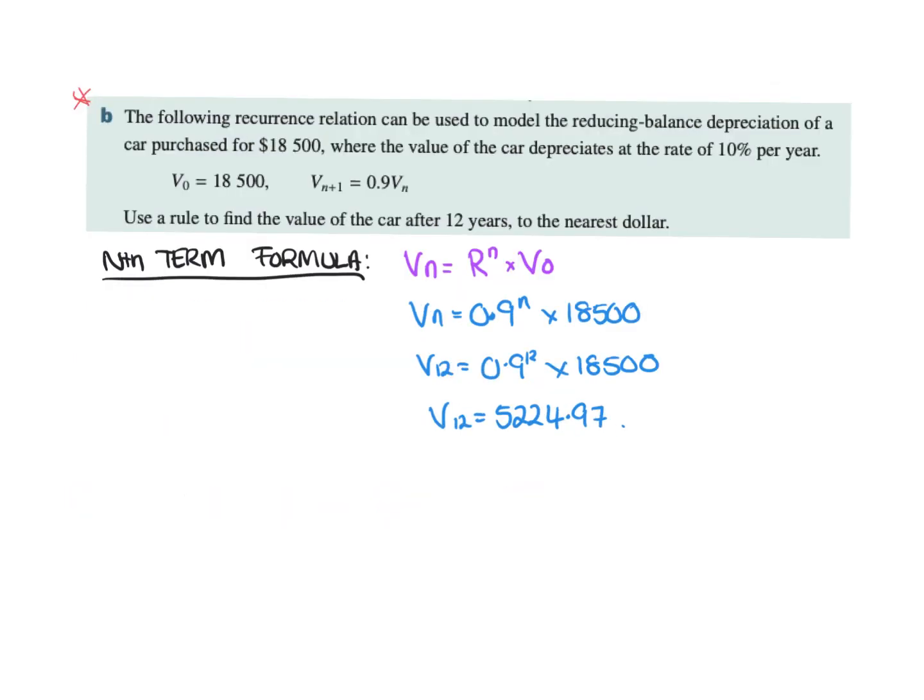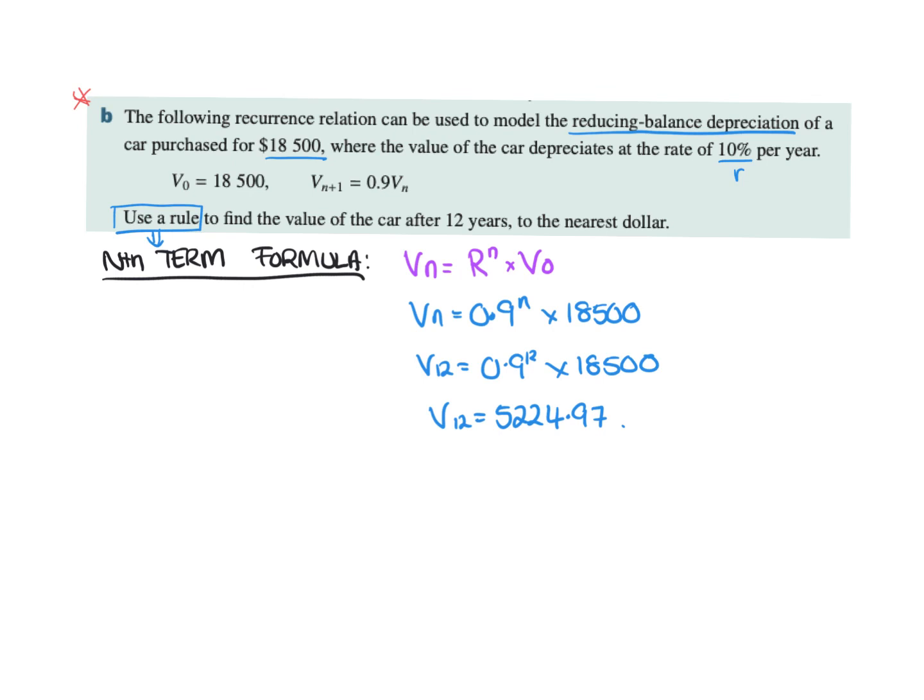Okay, so the following recurrence relation can be used to model the reducing balance. So here they've told you, so you know which one you're looking at on your formula sheet. And of a car purchased for 18,500, which they've written there, and the value of the car depreciates at a rate of 10% per year. So they told me little r there. Use a rule to find the value of the car after 12 years. So when they say use a rule, that means we're looking for the nth term formula.